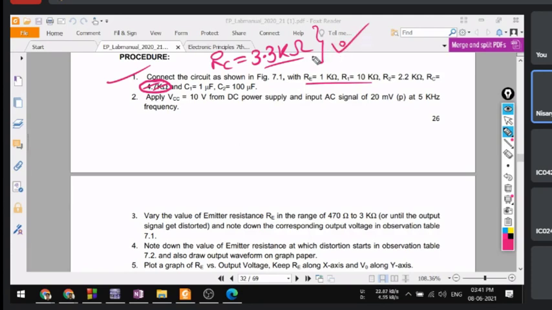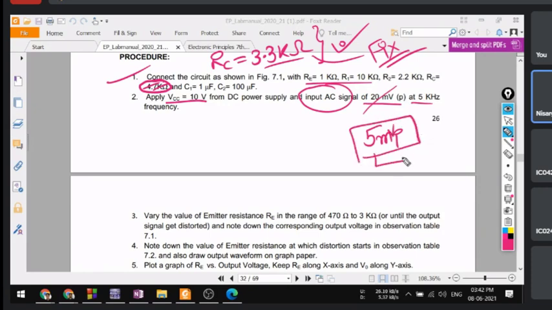Keep it fixed throughout the experiment. Don't change the RC. Now apply VCC, 10 volt, and the AC input signal. It's 20 millivolt peak, so 40 millivolt peak to peak, 5 kilohertz frequency. But instead of 20 millivolt peak, we will apply 5 millivolt peak, which means 10 millivolt peak to peak, and 5 kilohertz frequency. Why not 20 millivolt peak? We will discuss that later on.